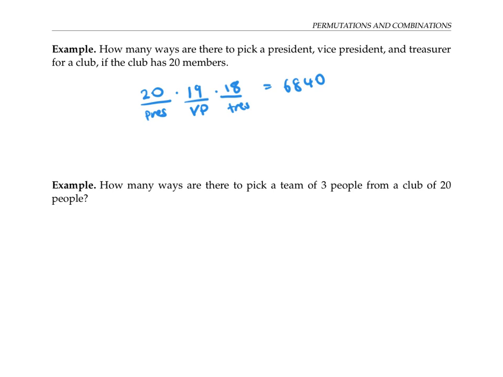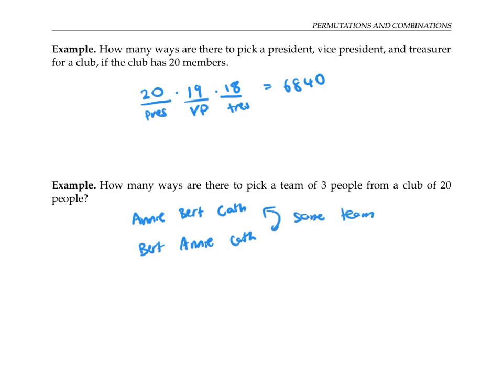Suppose instead we need to pick a team of 3 people from a club of 20 people. This problem is different from the last problem because the people on the team don't have any assigned roles. And therefore, if we pick, say, Annie, Bert, and Catherine, that's the same as picking Bert, Annie, and Catherine. Whereas in the first problem, those were different choices since Annie being president is different from Bert being president.